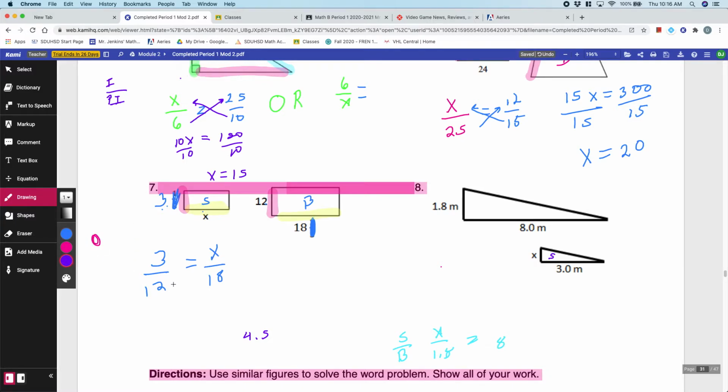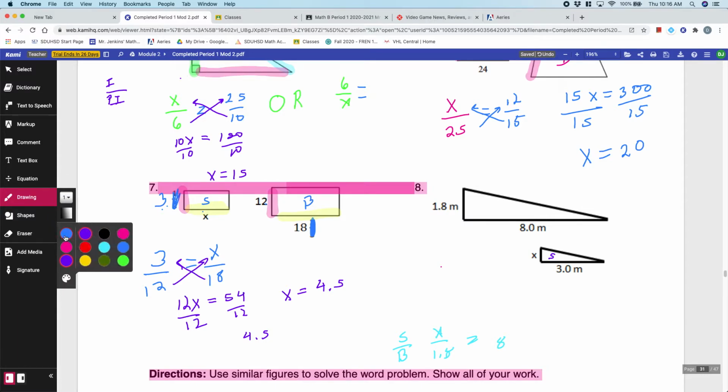So then when I cross multiply these, I'm going to have 12x is equal to 18 times 3, which is 54. I'm going to divide both sides by 12, and this will give me x equals 4.5. Okay.